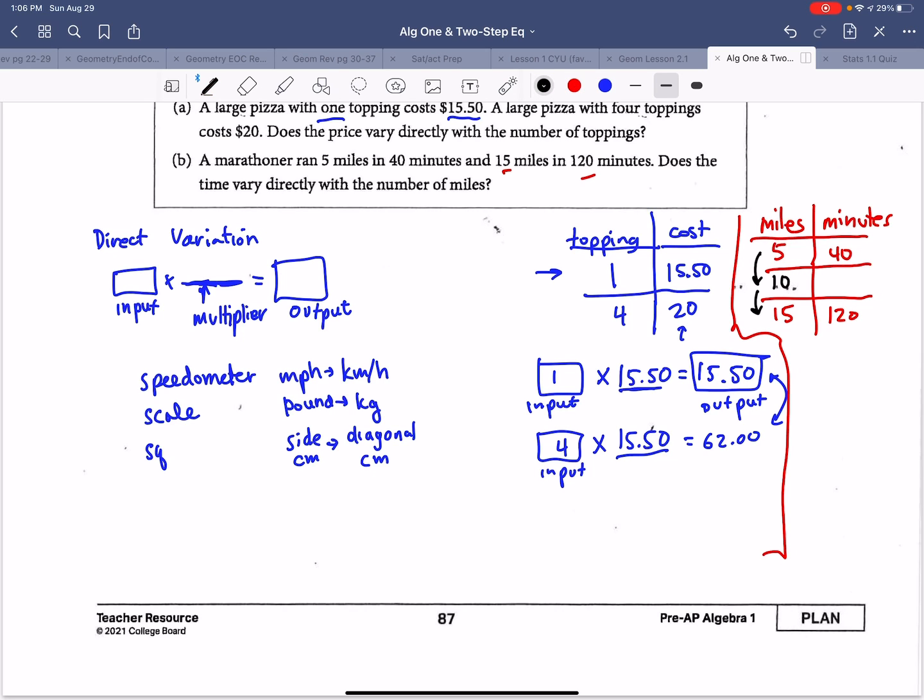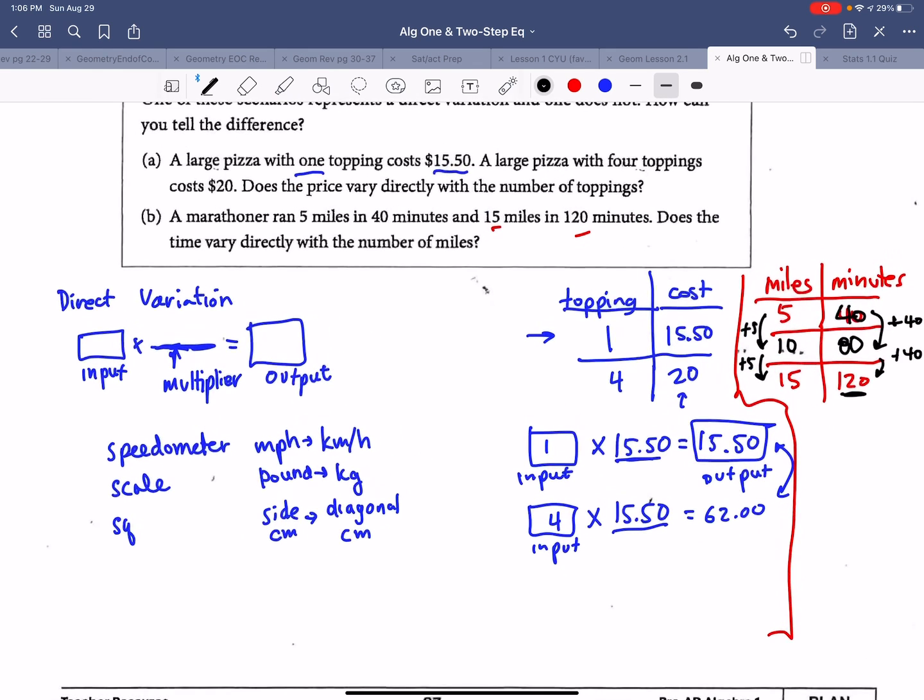If I count by 5s, 5, 10, 15, each time I'm adding 5. And here, if each time I have 5, I add 40, add another 40, I get 120. It looks like this one is direct variation. And this one is not direct variation.